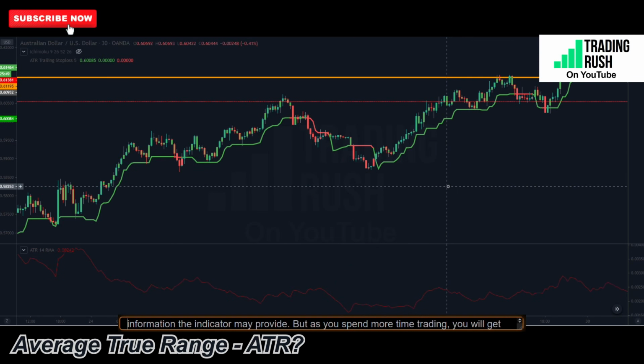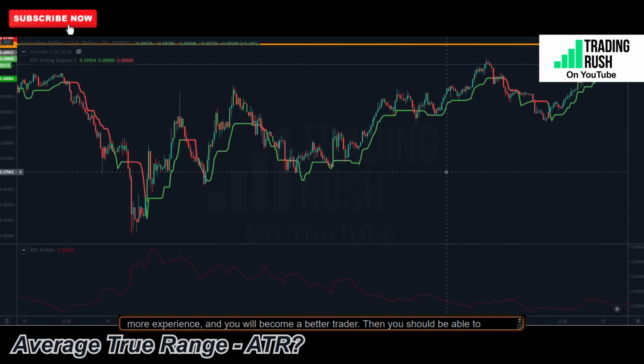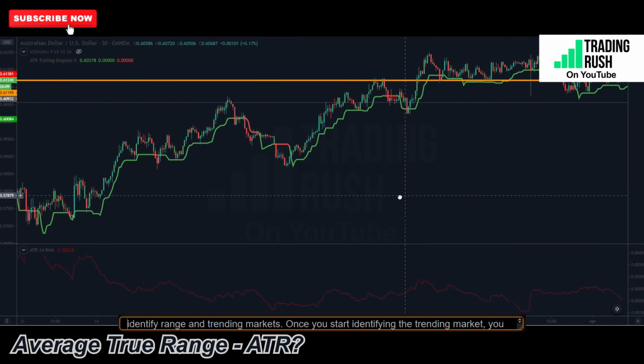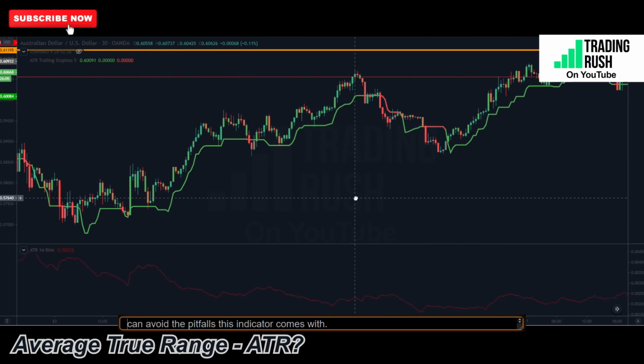But as you spend more time trading, you will get more experience and you will become a better trader. Then you should be able to identify range and trending markets. Once you start identifying the trending market, you can avoid the pitfalls this indicator comes with.